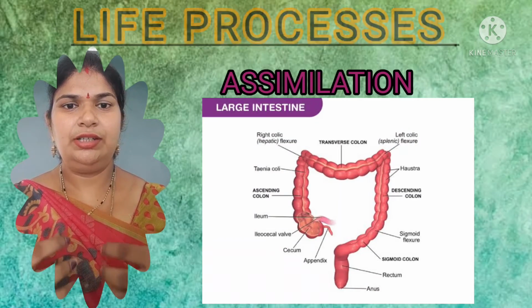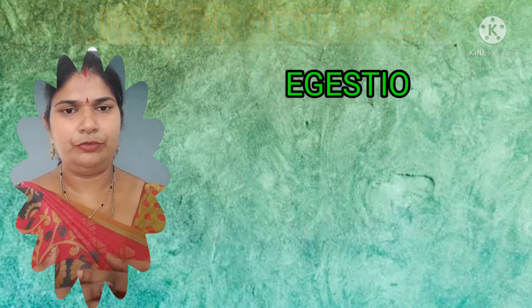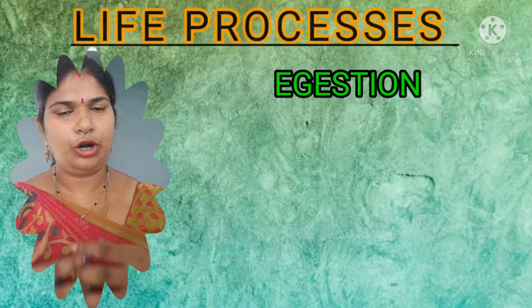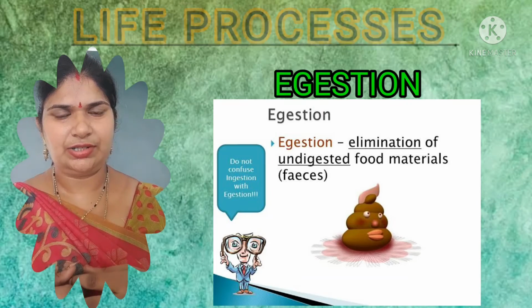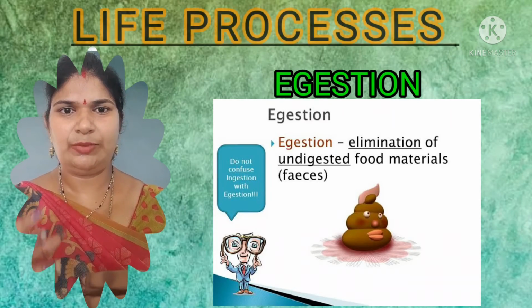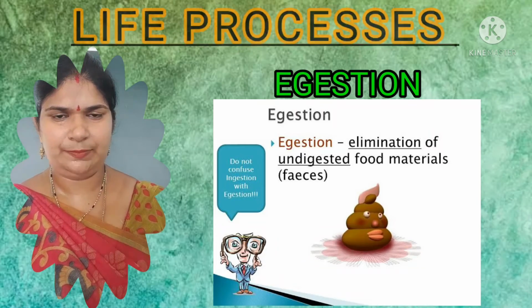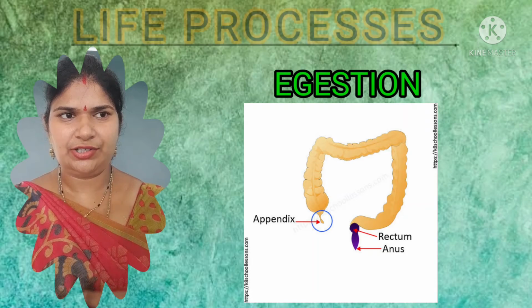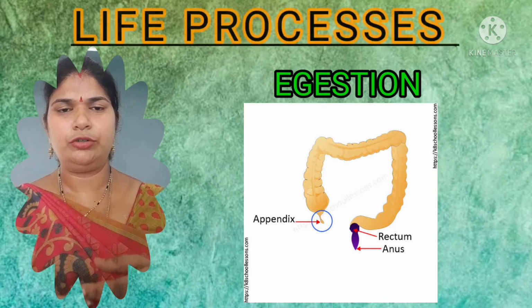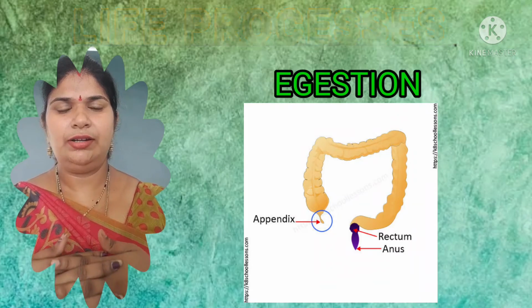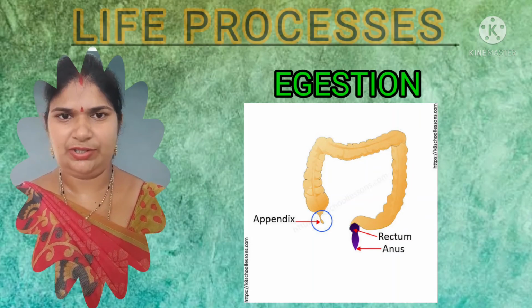The next one is the egestion step, children. The last step of nutrition in humans is egestion. After absorption of water and minerals in the large intestine, some undigested food remains in a semi-solid state. That is stored in the rectum of our digestive system and finally removed through the anus. Okay, so this is all about the digestion process in humans.